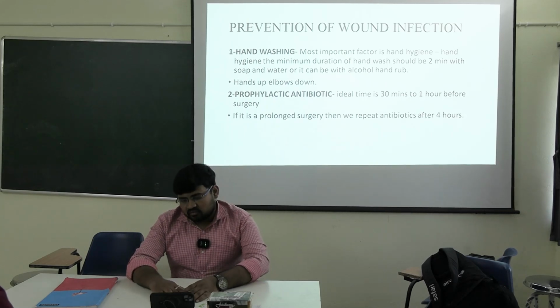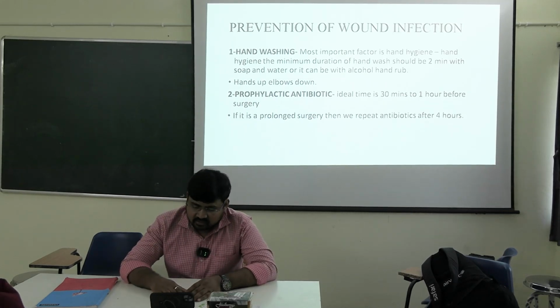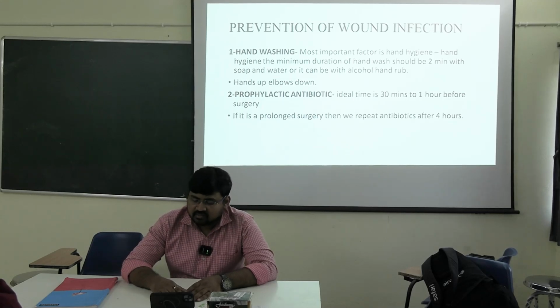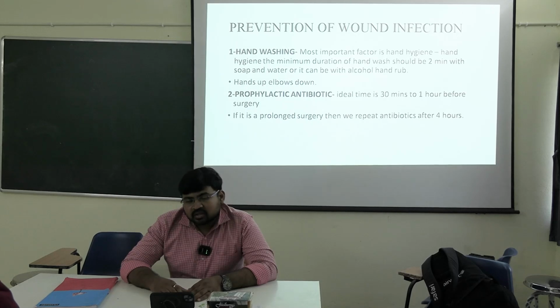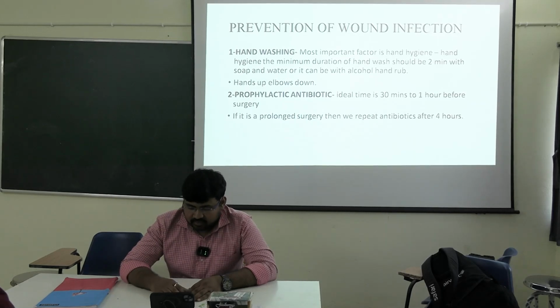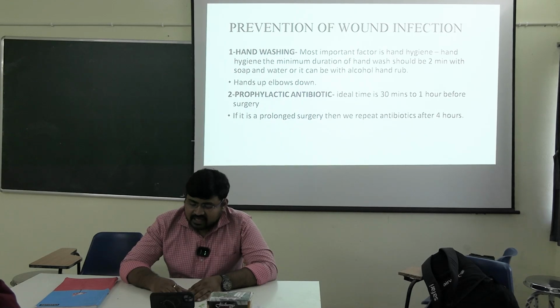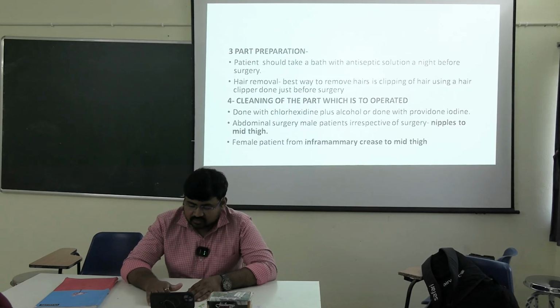Now coming to prevention of wound infection, first is hand washing. The most important factor is hand hygiene. The minimum duration of hand wash should be 2 minutes with soap and water, or we can use an alcohol hand rub. Then prophylactic antibiotics, ideal time is 30 minutes to 1 hour before surgery. If it's a prolonged surgery, then we can repeat antibiotics after 4 hours.